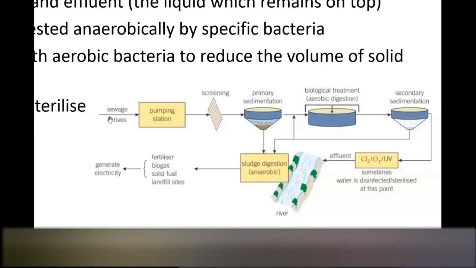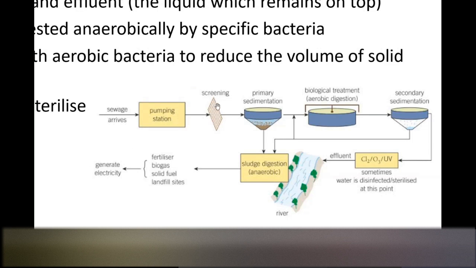Okay, so the sewage arrives, and then what happens is we undergo screening. Why do we do screening? Type it in, guys. What is the purpose of screening? Good, excellent, okay. To remove large solid objects, to remove the solids.